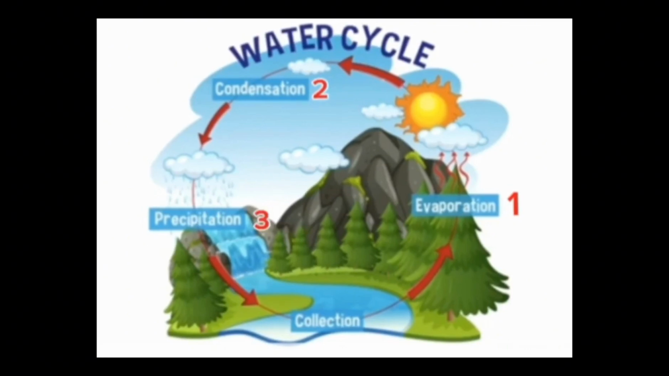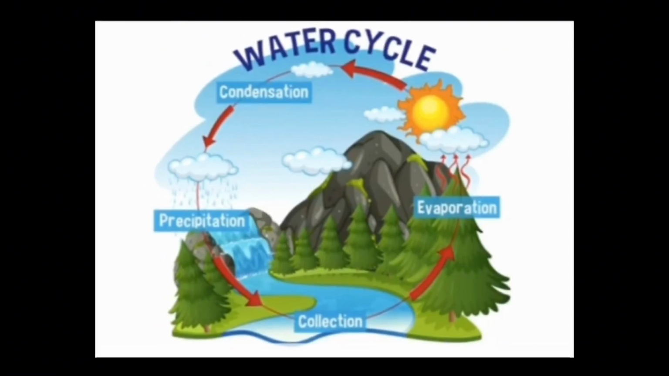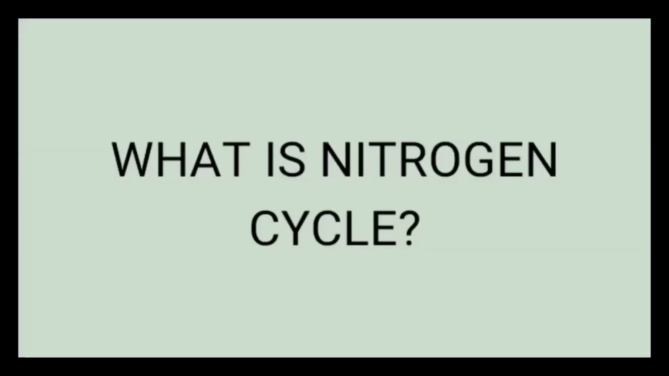Next, precipitation. When the cloud becomes too heavy and it cannot hold any more water inside, it bursts open to give out rain, hail, or snow. When the water falls as rain, hail, or snow, it is collected in lakes, rivers, and seas. This is what the water cycle is.